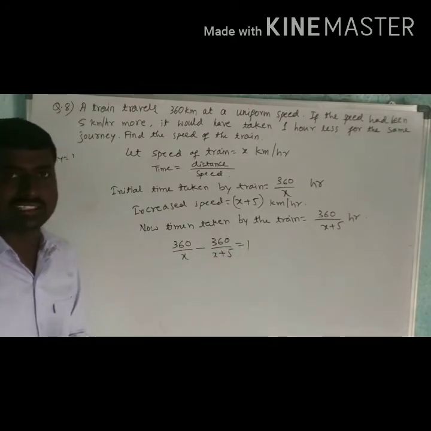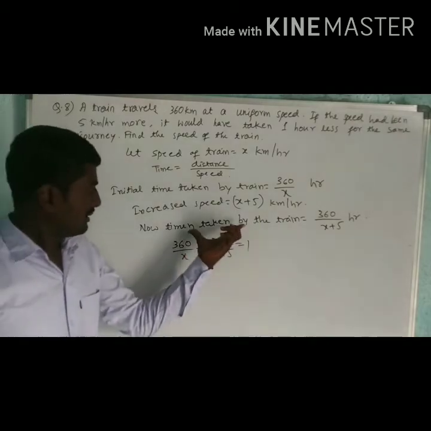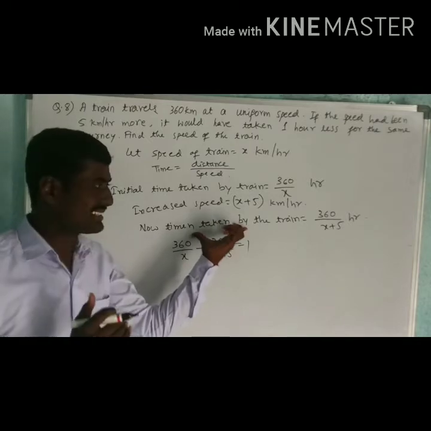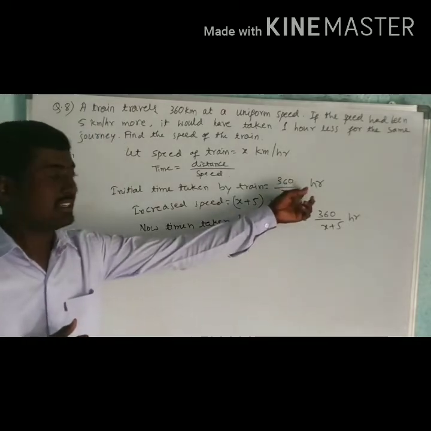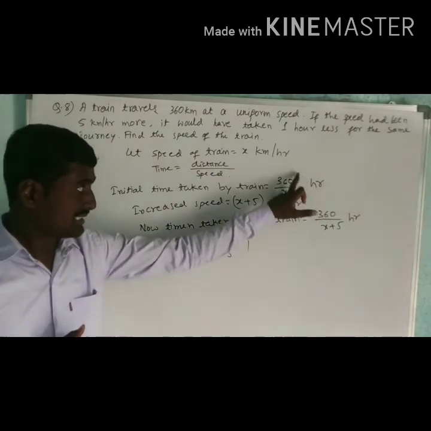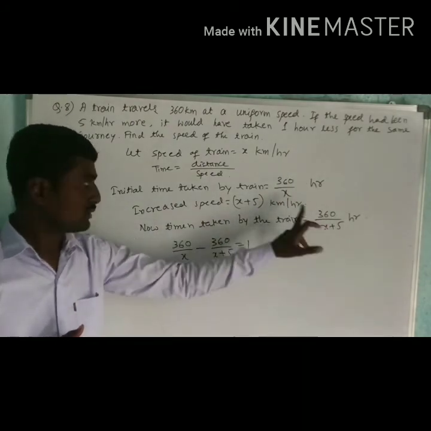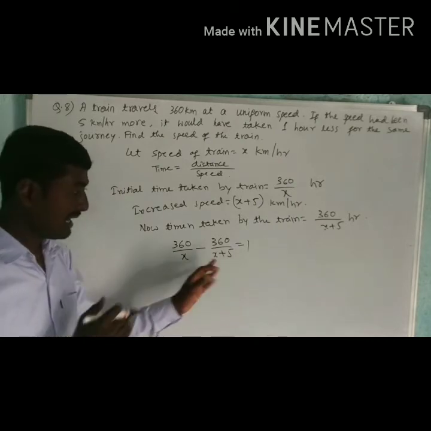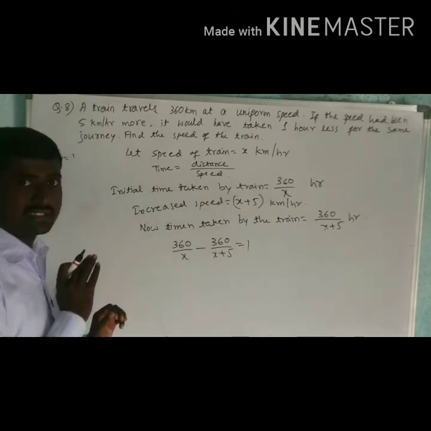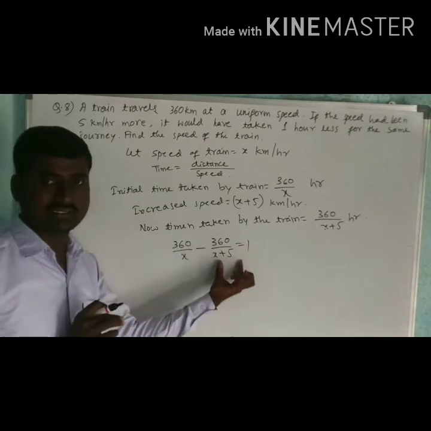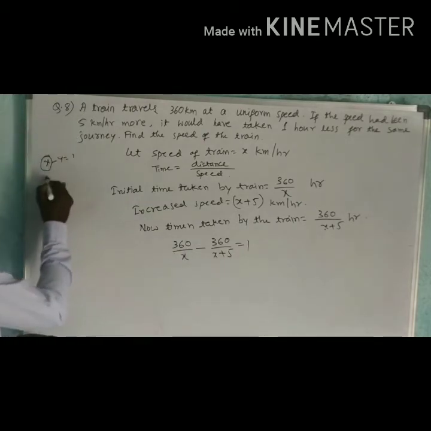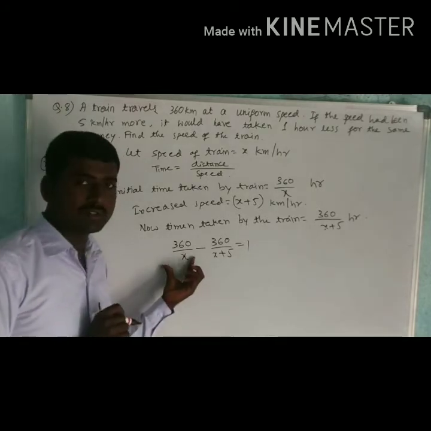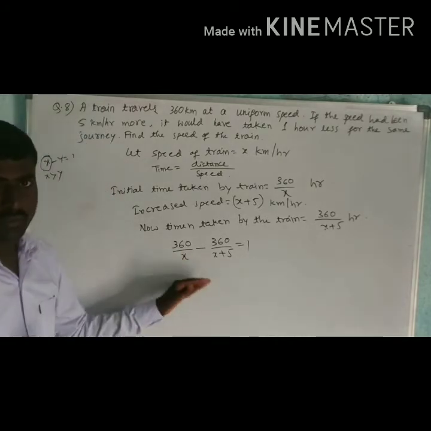Otherwise you can think like this also. If the speed is very fast, time taken will be less than this. So this is more than this. So I should take this as first, 360 by x minus 360 by x plus 5. I should not take this as first because this term is more than this. Here x minus y equal to 1 means x must be greater than y. The larger number I have to take first. Now we have to solve this.